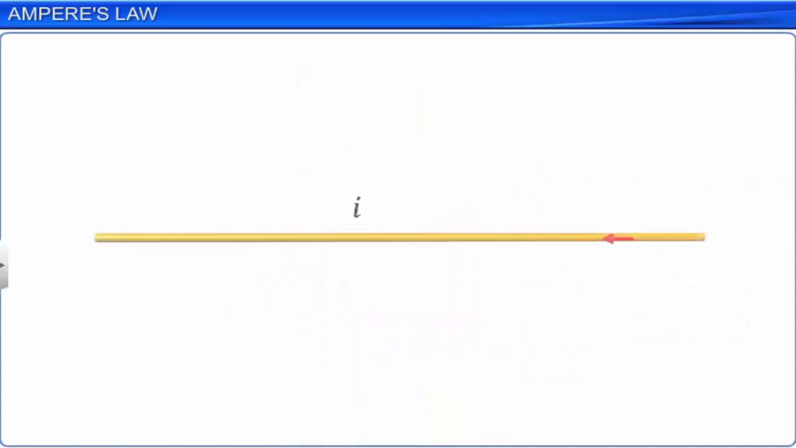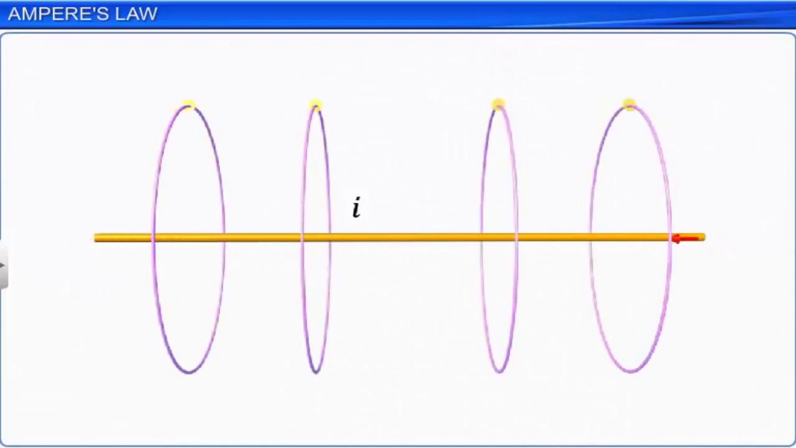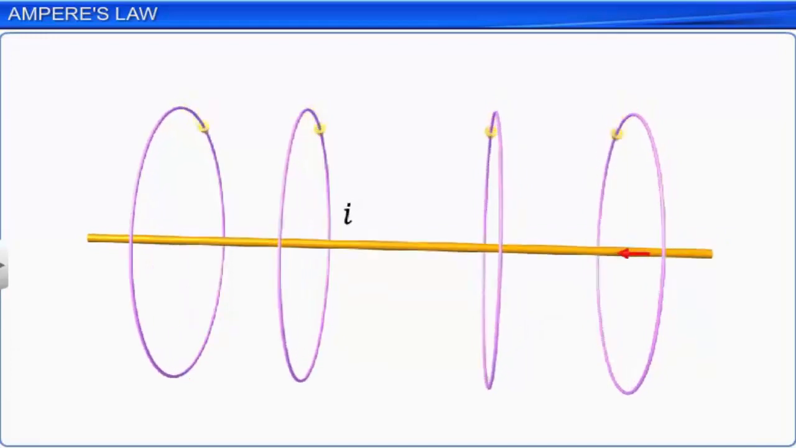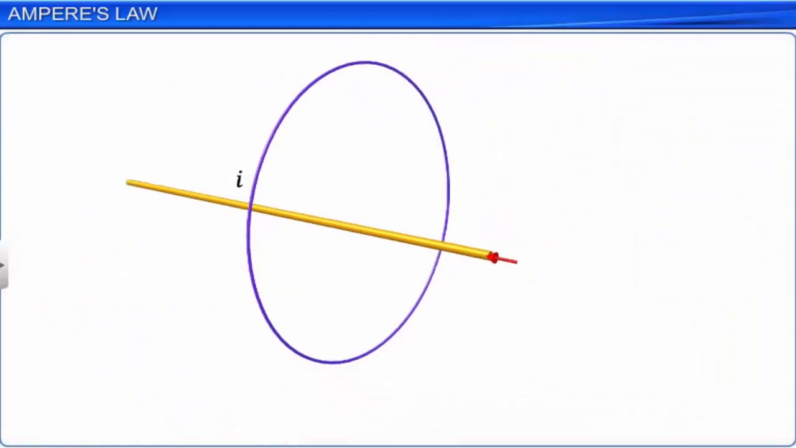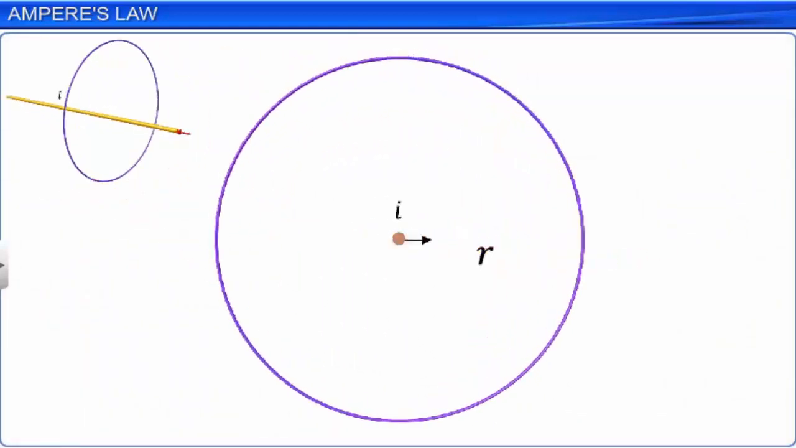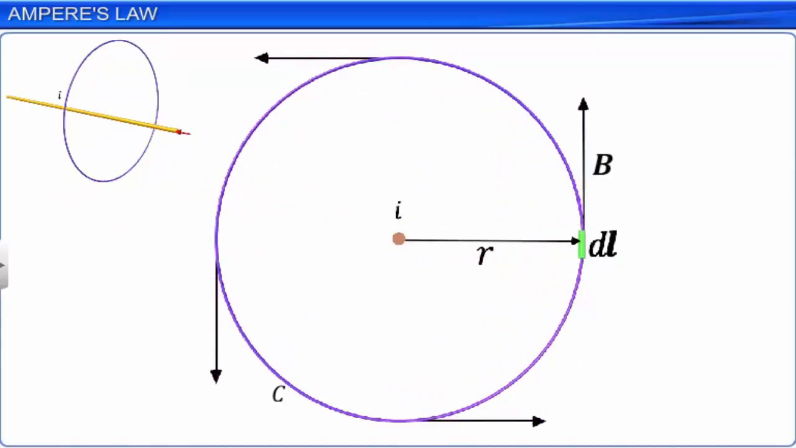Let us now derive the expression for magnetic induction due to an infinite long straight current carrying conductor using Ampere's law. Consider an infinite long straight conductor carrying a current I. The magnetic field around the current carrying conductor is in the shape of circular loops. Consider an Amperian loop around the conductor in the shape of a circle. Let R be the radius of the Amperian loop. Consider a small element, dl, on the Amperian loop.